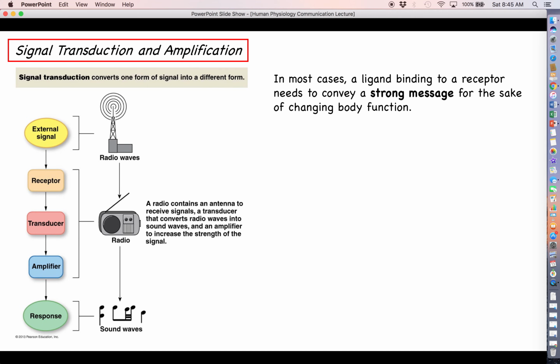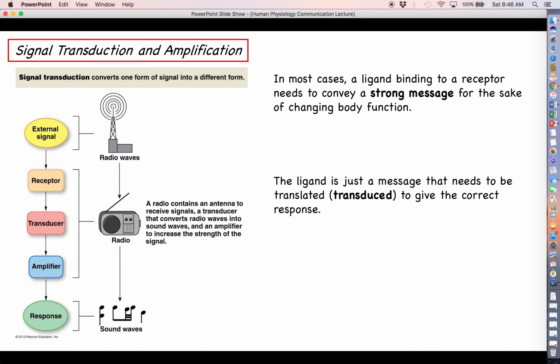So signal transduction and amplification is what our discussion is going to be about here. So anytime a ligand is carrying a message, there's probably a good reason for that, right? So for the sake of maintaining homeostasis, we are trying to get something across. We need to elicit a major change in order to maintain normal body function. So that message obviously needs to be strong. We need that message to be strong so that we can have a strong response, strong enough so that we can make the appropriate change.